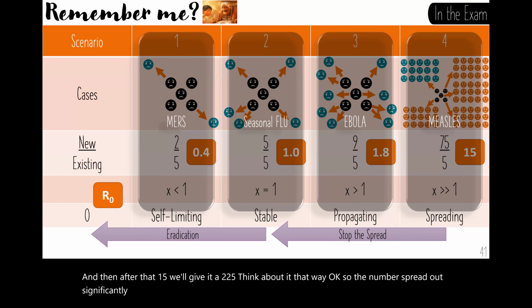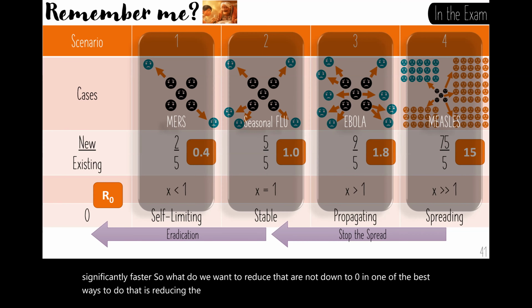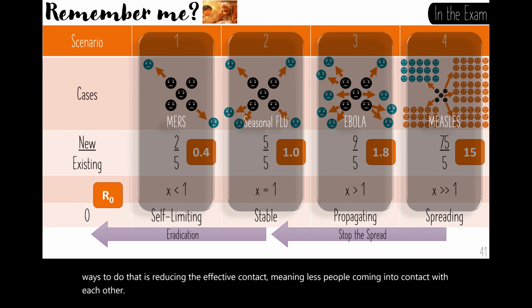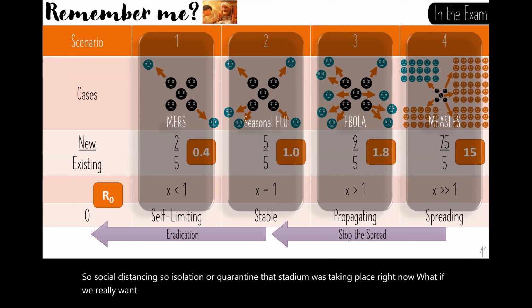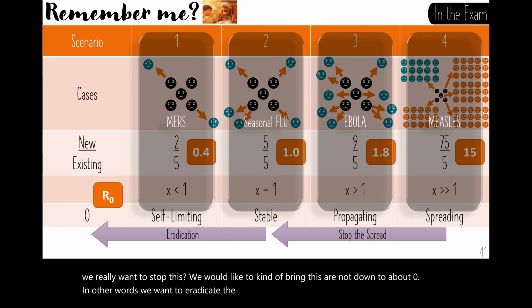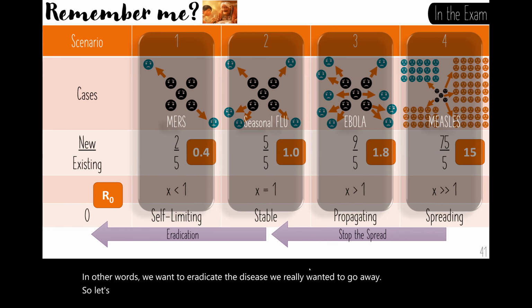So what do we want? We want to reduce that R0 down. One of the best ways to do that is reducing the effective contact, meaning fewer people coming into contact with each other. So social distancing, isolation or quarantine, that's the idea of what's taking place right now. But if we really want to stop this, we would like to bring this R0 down to about 0. In other words, we want to eradicate the disease. We really want it to go away. So let's see how we can attempt to do this kind of control.